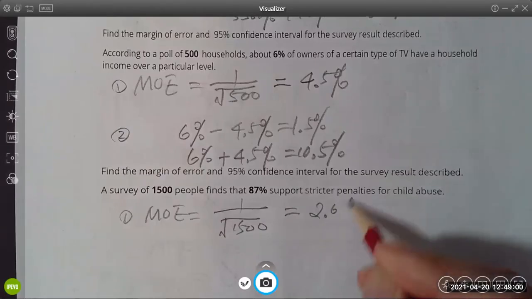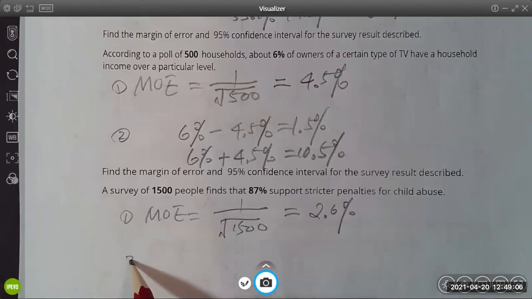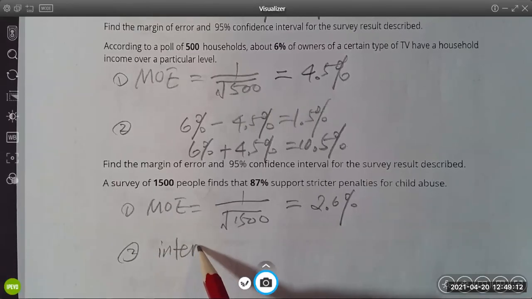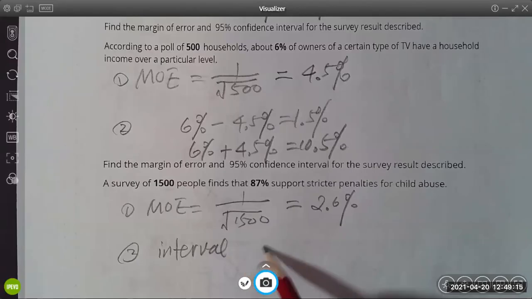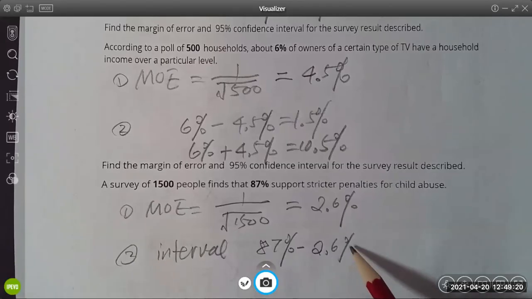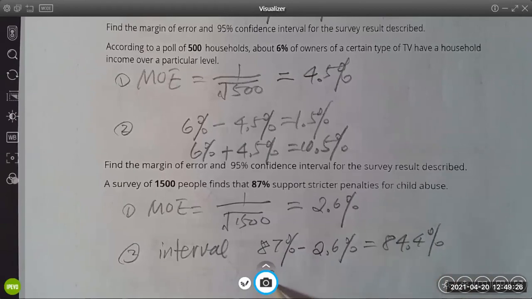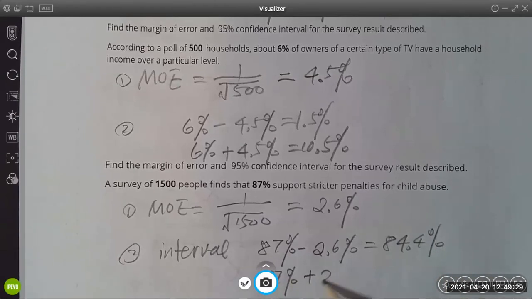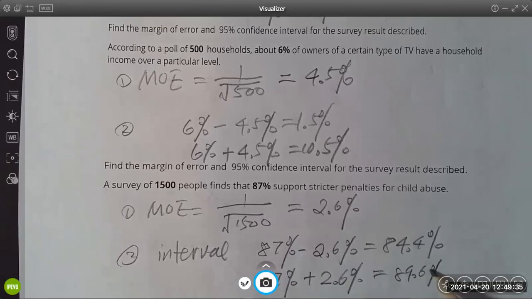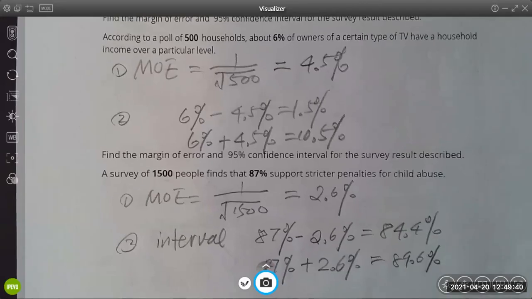So the margin of error is 2.6%. Now the 95% confidence interval. Our statistic is 87% minus 2.6%, that's 84.4%. Then we have 87% plus 2.6%, and that is 89.6%. And it didn't say anything about interpretation, that's it.